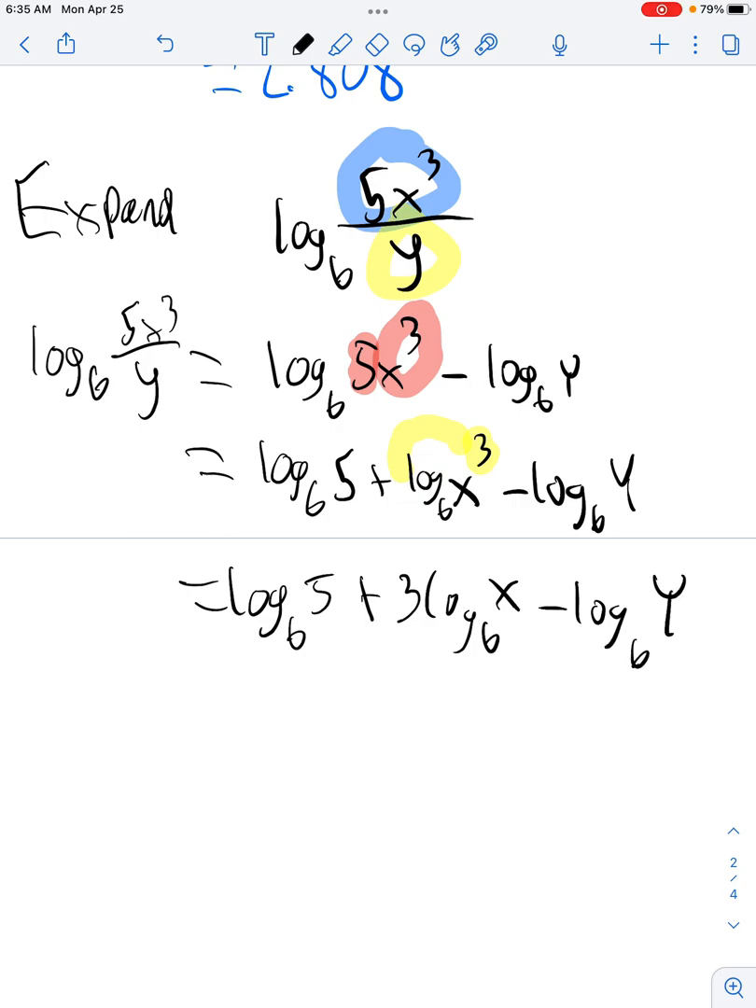So this is as far as I can go. Again, step 1, we used the quotient. Step 2, we used the product. And step 3 was the power property.